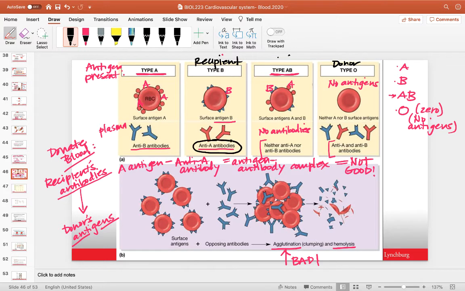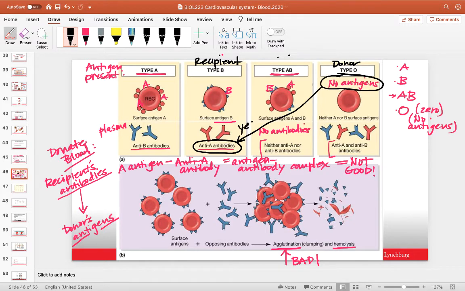What's important in our donor's blood? The antigen. So here's our donor blood. What kind of antigens do we have here? We have type O blood, which means that these guys have no antigens present on their red blood cells. Are we able to do this? Can we give type O blood to type B blood?